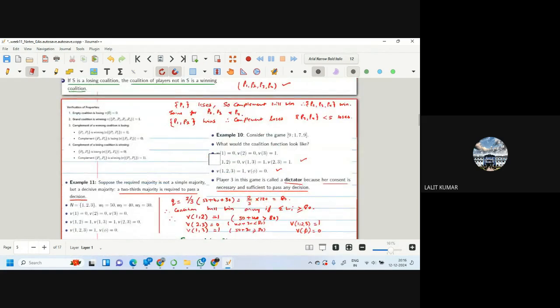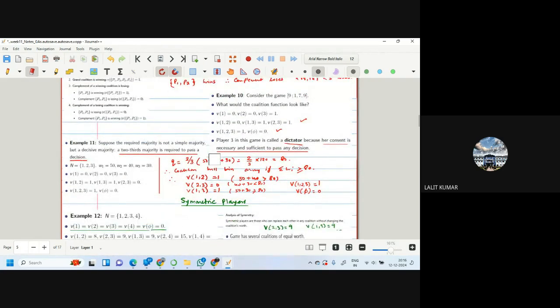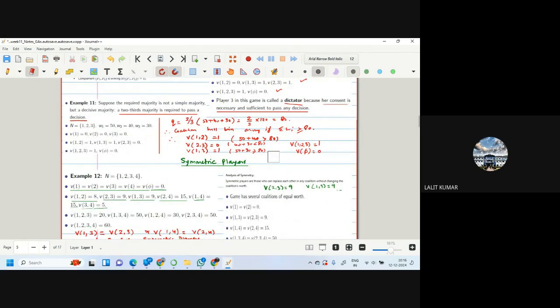Then, these are the examples. I have covered the dictator part. Then two concepts are there: one is the symmetric player and second is the null player. So this I will cover.